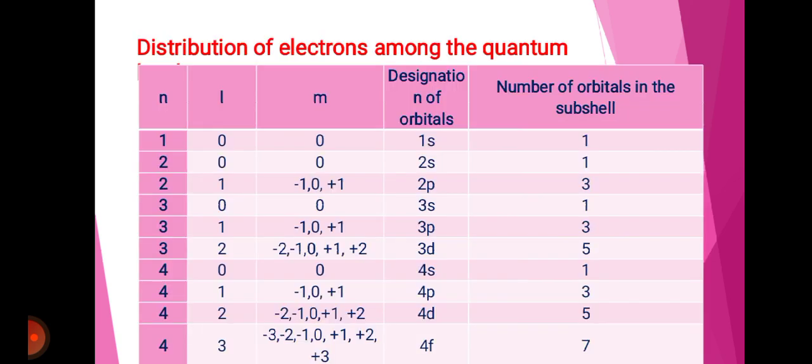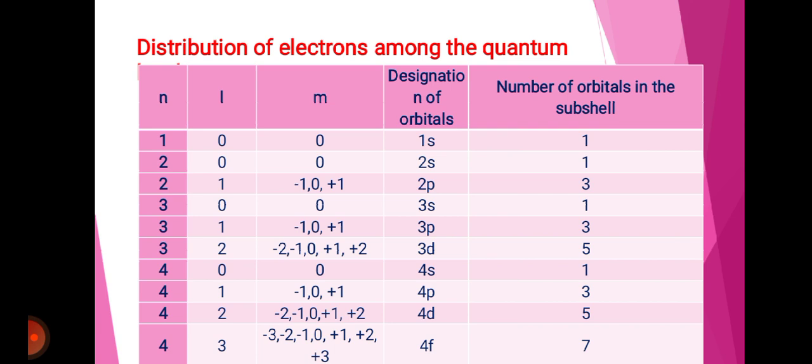And this table explains the distribution of electrons among the four quantum numbers. The first column is the principal quantum number, the second one is azimuthal, the third one is the magnetic quantum number, and the fourth one is the designation of orbitals and number of orbitals in the subshells. If principal quantum number is 1, the value of l is equal to 0 and the magnetic quantum number is also 0, the designation of the orbital is the 1s orbital. So the number of orbitals in this is only 1. If principal quantum number is 2, the l value is 0 and m value is also 0. So the designation of the orbital is the 2s orbital, so only 1 orbital.